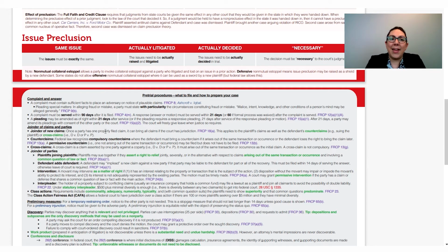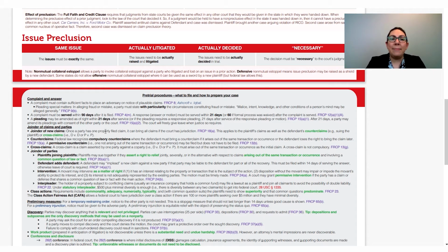So the complaint and the answer are your initial pleadings. The plaintiff files what we call a complaint, setting out the facts and allegations sufficient to put the adversary, the defendant, on notice of plausible claims. So the defendant has to know from the complaint what they're being sued for. This doesn't have to be terribly particular. It's very likely that at this point, the plaintiff doesn't know the details of the case. But if the plaintiff is suing for something like fraud, it has to be stated with particularity.